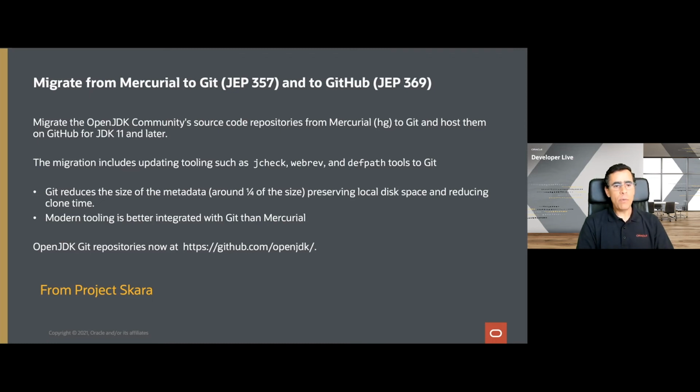The question of which provider to choose after the Git migration, whether to use self-hosting or to rely on an external provider, was addressed by a second JEP. The result of that was that GitHub was selected as the repository for the source code of OpenJDK. This is the result from Project Skara.